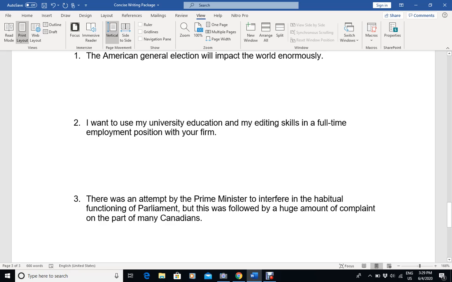Again, "preferably" is a little bit of a filler word, doesn't really add much. In "a full-time employment position with a company," we know that you mean it's a job, right? So we can take out "employment," and we end up with a sentence that looks like this: "I want to use my university education and my editing skills in a full-time position with your firm." Again, it's about half the length, and it is much clearer and much more direct.